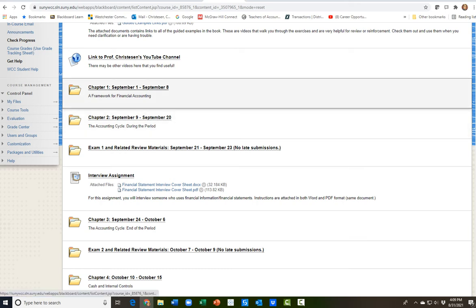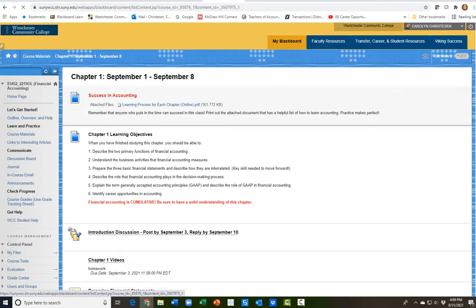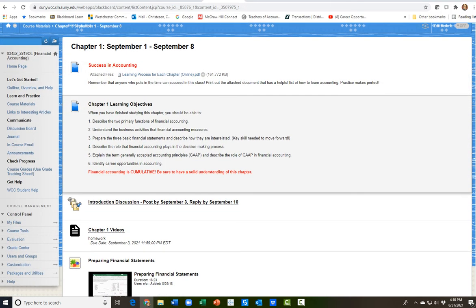And then let's take a look at our first week so you can see what a typical week looks like, okay? So here's that handout again. Here are the learning objectives for Chapter 1.